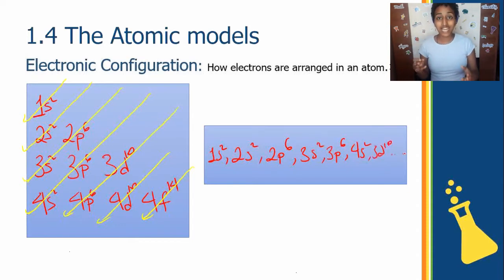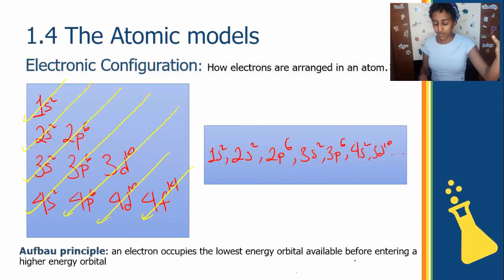This is what we call the electronic configuration. Now, you might think, where did this order come from? Well, this order comes from a principle known as the Aufbau. It's a German word, I think. The Aufbau principle says that electrons must occupy a lower energy level before they occupy a higher energy level. So electrons must fill the 1s orbital before they fill the 2s, and the 2s before the 2p, and the 2p before the 3s.